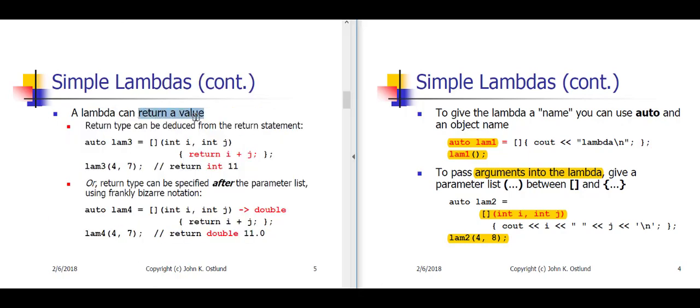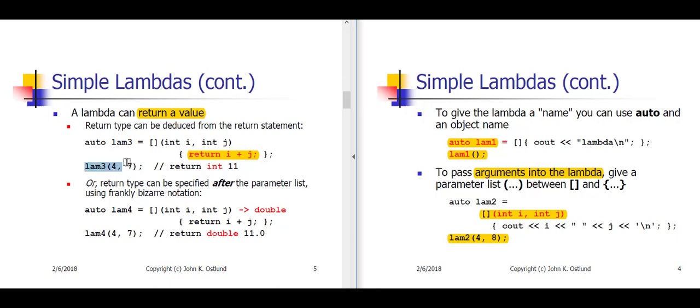It's also perfectly possible for a lambda to return a value. You simply use a return statement inside of the body of the lambda. And in a very simple case such as this, we've defined a lambda that we've named lam3. Lam3 is taking 2 int arguments, and the compiler knows that if you add an int to another int, what you get is an int, and consequently the compiler will infer that this lambda returns an int as its value.